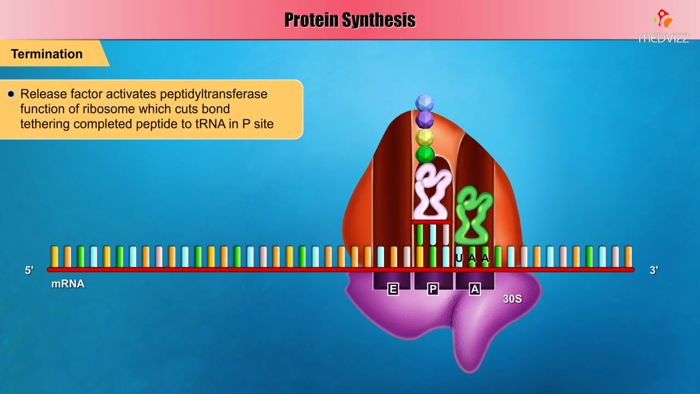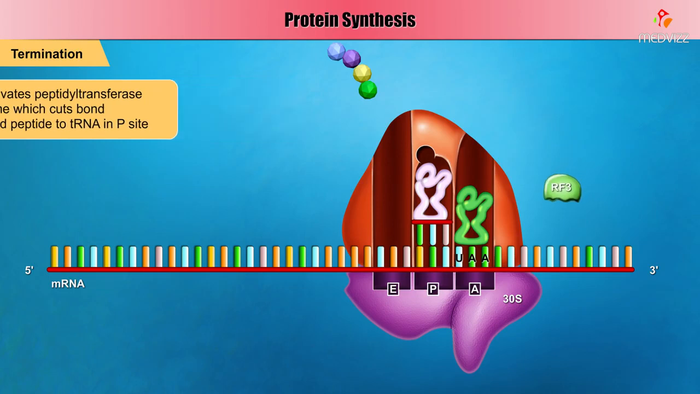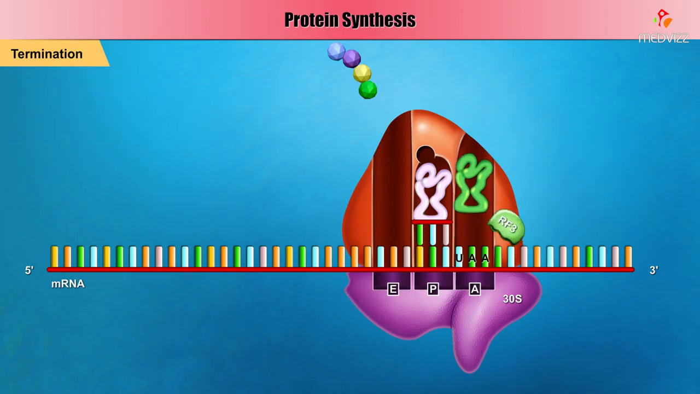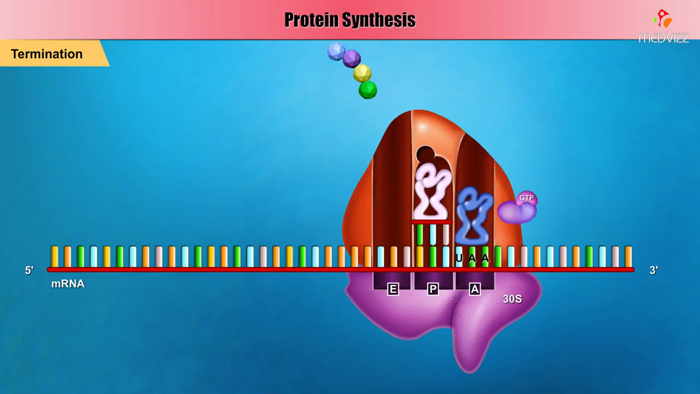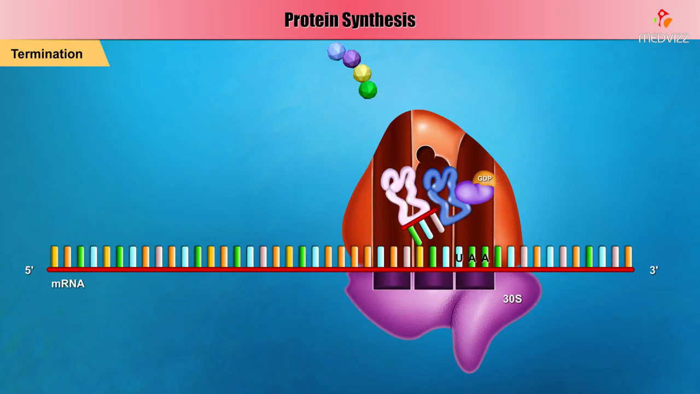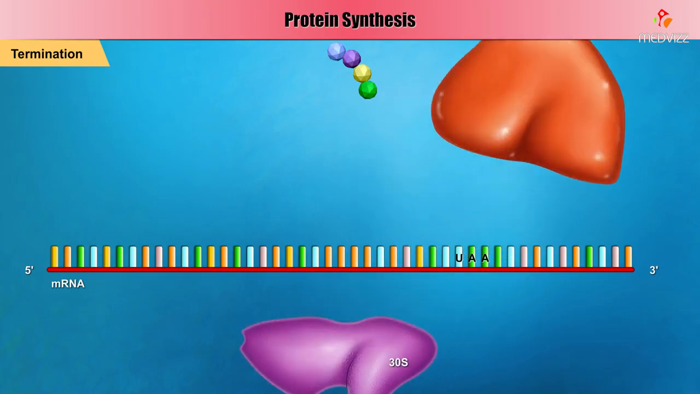The release factor activates the peptidyltransferase function of the ribosome, which cuts the bond tethering the completed peptide to the tRNA in the P site. Another factor called RF3 then triggers RF1 or RF2 to depart the ribosome. Finally, another factor called ribosome recycling factor, or RRF, along with EF-G, binds at the A site, and the accompanying GTP hydrolysis undocks the two ribosomal subunits.